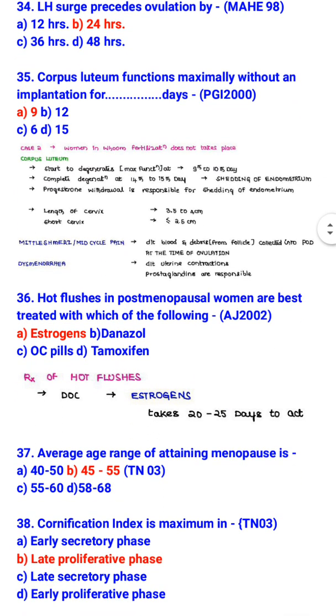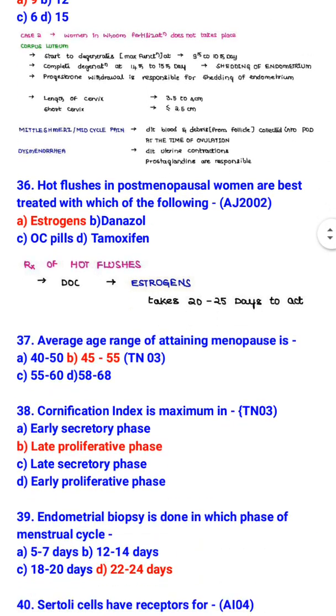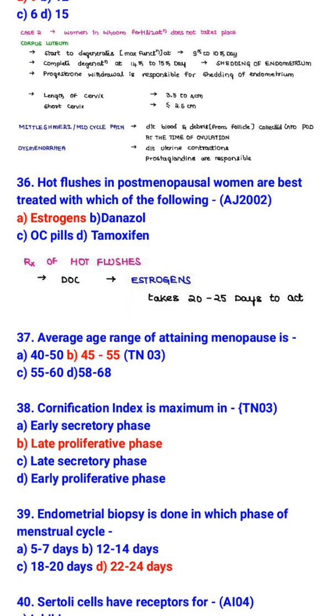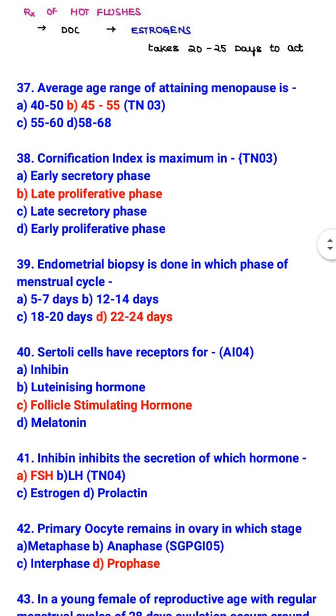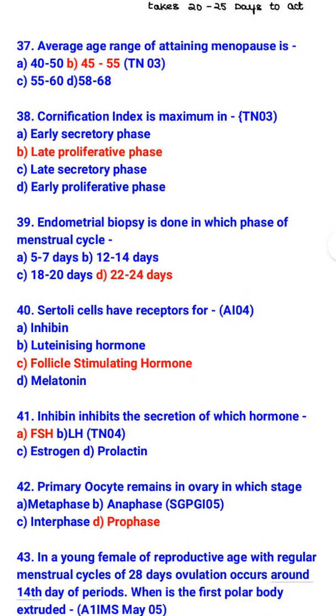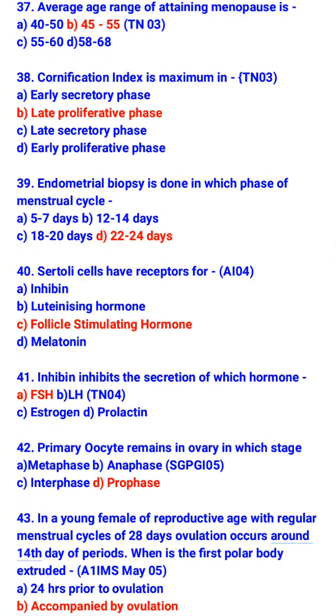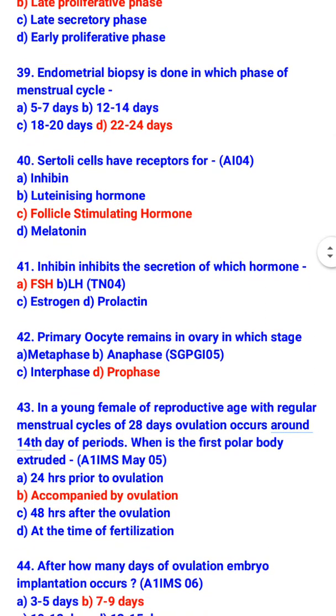Hot flushes in postmenopausal women are best treated with which of the following? Estrogen. Average age range of attaining menopause is 45 to 55. Cornification index is maximum in late proliferative phase. Endometrial biopsy is done in which phase of menstrual cycle? 22 to 24 days. Sertoli cells have receptor for follicle stimulating hormone. Inhibin inhibits the secretion of which hormone? FSH.